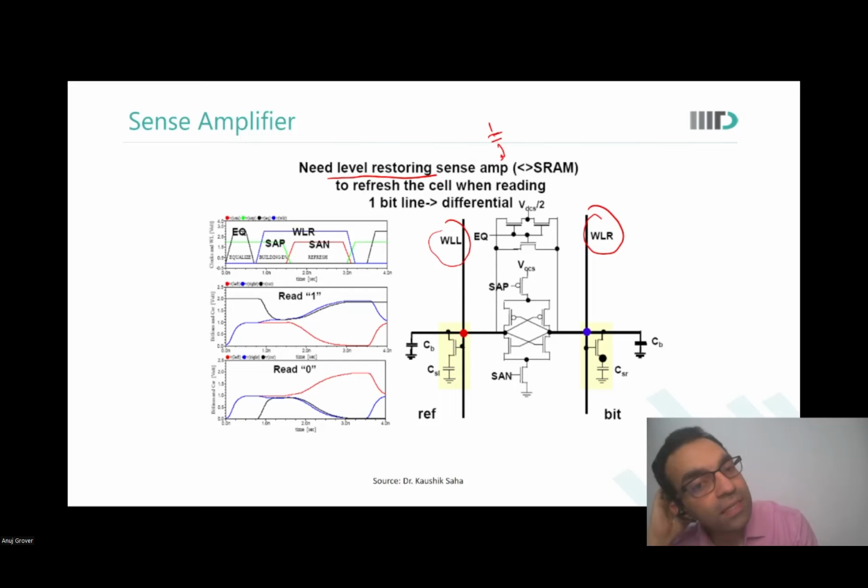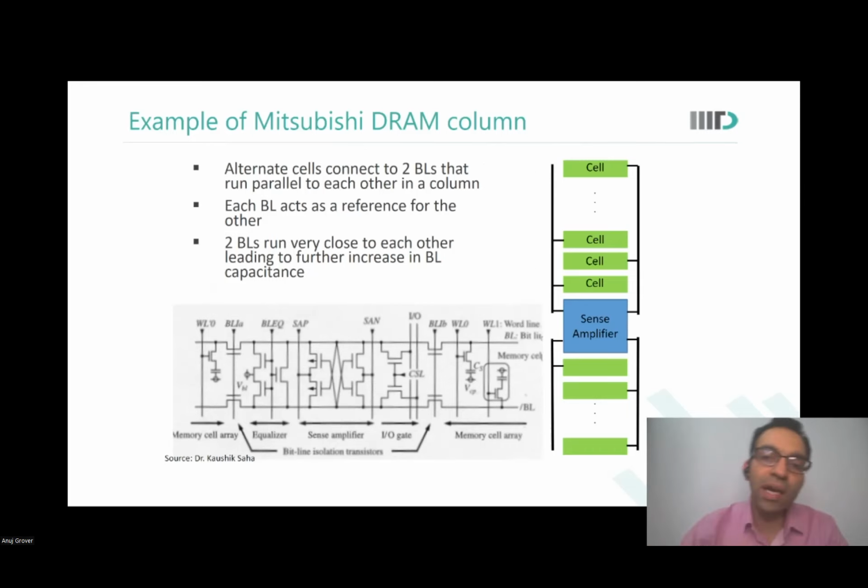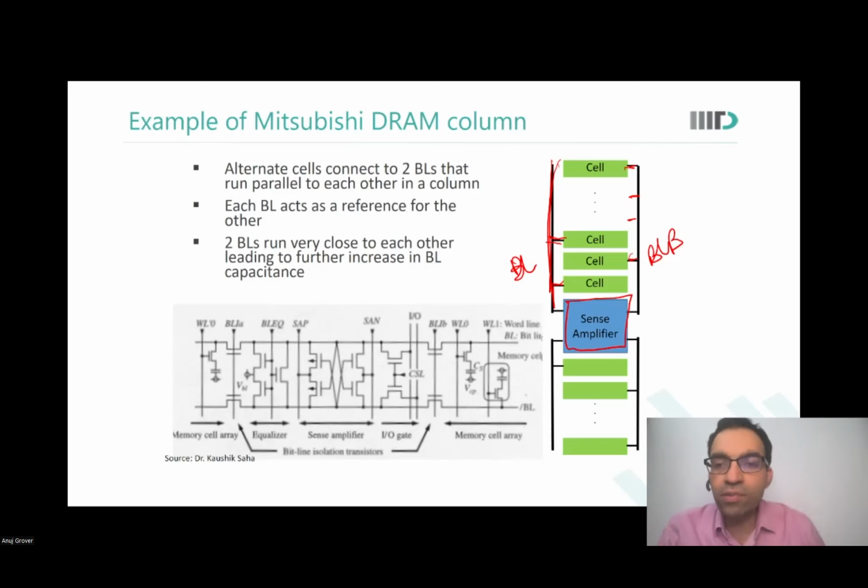So where will the second bit line come from? There are multiple ways this can be done. One thing could be that for the sense amplifier, you say that the bit lines connected to alternate rows will be called bit line. The bit line connected to the other alternate set of rows will be called the bit line bar. Both are connected to the sense amplifier in between. One acts as a reference, the other acts as the data line.